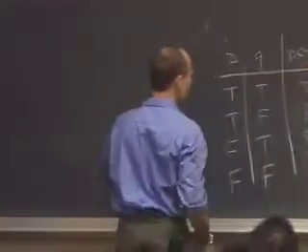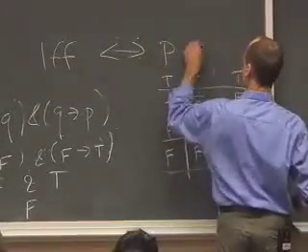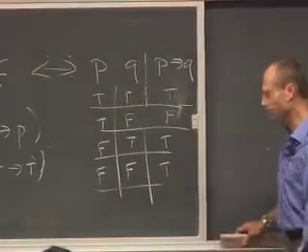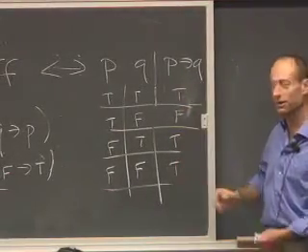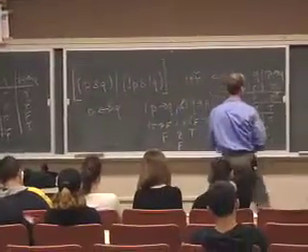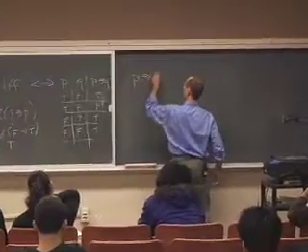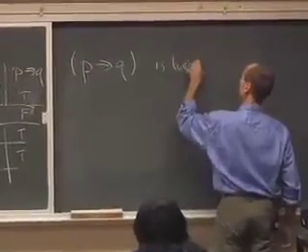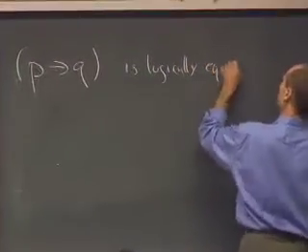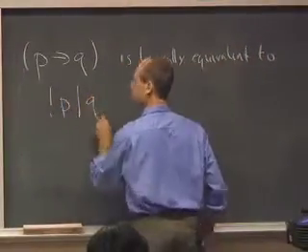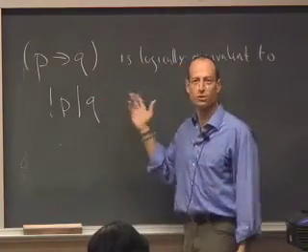For P implies Q, it's this. P, Q, P implies Q. Okay, so if you like, you can take this as a definition. You can take it as the definition that P implies Q is logically equivalent to not P or Q. So it has the same truth table.